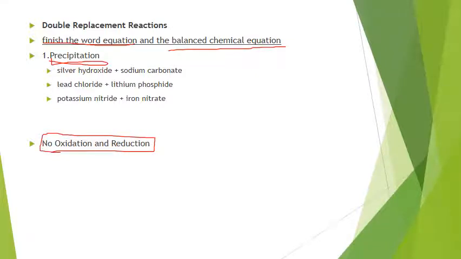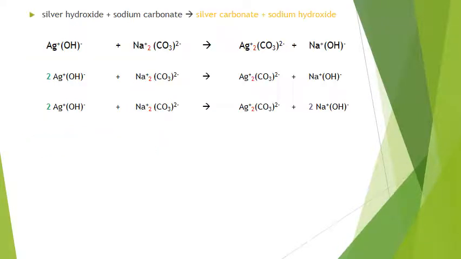It's kind of just an exercise in chemical names and formulas and balancing equations. The reason these reactions take place is because they form a solid when they're mixed. Going to start with silver hydroxide plus sodium carbonate. You just swap the names, so silver goes where the sodium is, and the sodium takes the place of the silver. Now you have silver carbonate and sodium hydroxide.